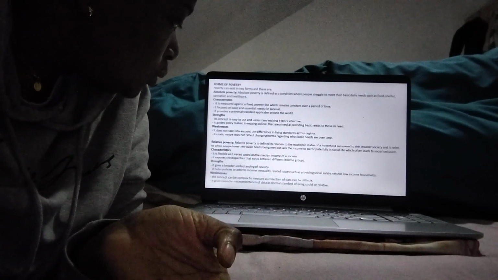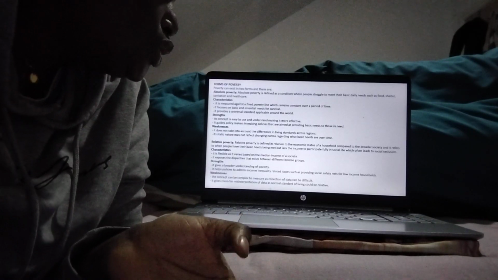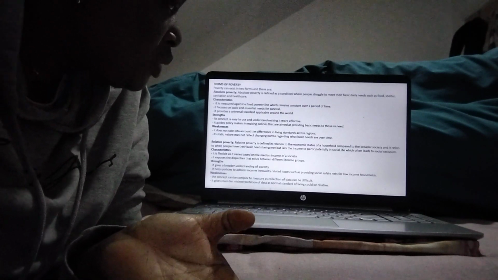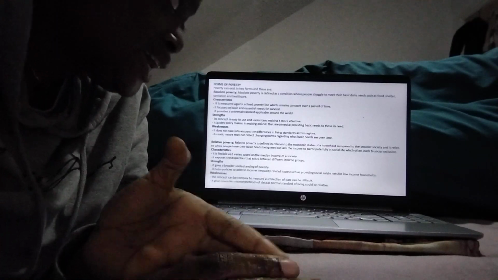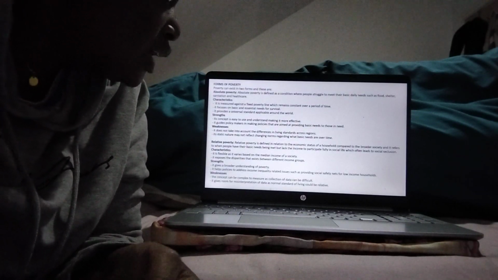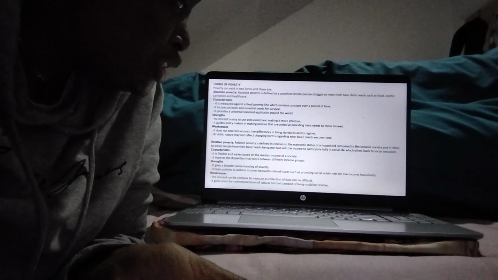It provides a universal standard applicable around the world. Its strengths are its concept is easy to use and understand, making it more effective, and it guides policymakers in making policies that are aimed at providing basic needs to those in need. Its weaknesses are it does not take into account the difference in living standards across regions, and its static nature may not reflect changing norms regarding what basic needs are over time.